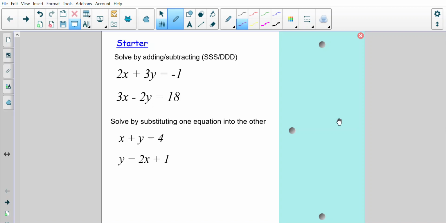For your starter today, I'd like you to solve these two pairs of simultaneous equations. For the first pair, solve by making the coefficient of either the x or the y term the same and adding or subtracting using SSS or DDD. And for the second pair, solve by substituting one equation into the other.